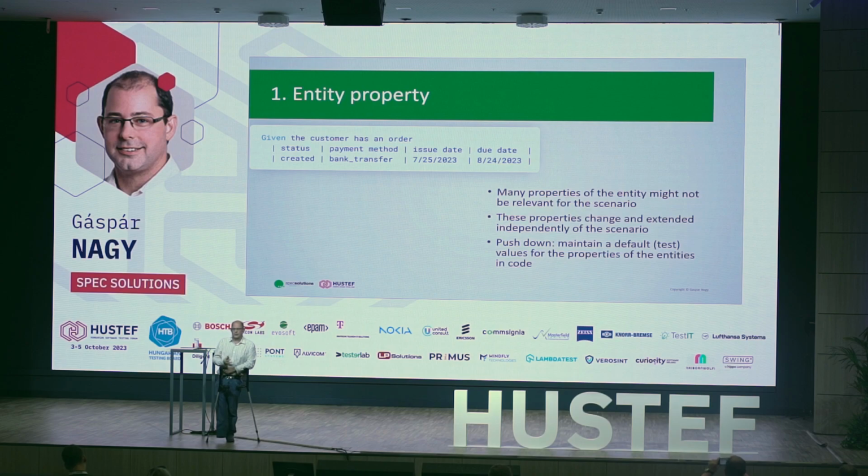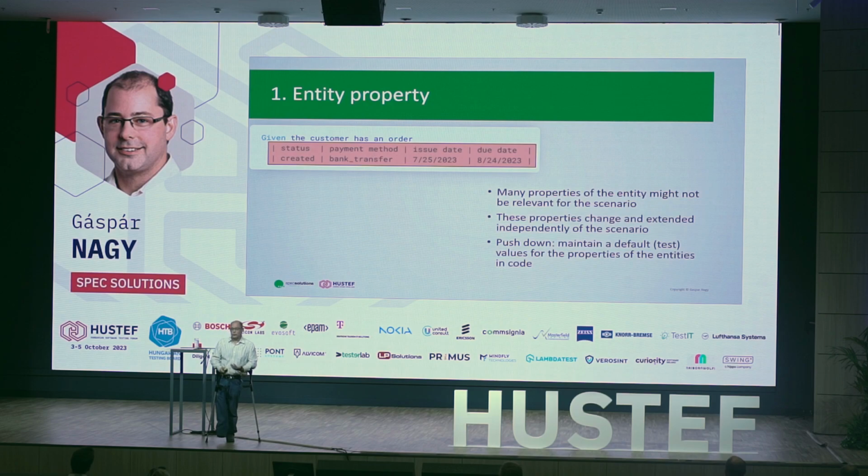So the first kind of detail, maybe the most obvious, is when you are talking about the concrete properties of the entities that you are working on. Here you see an example where we need an order. For the order, there are a lot of mandatory fields. To be able to create an order, you need to have a lot of things. You need to have a status. You need to have a payment method whatsoever, because without that, you will not be able to create an order. So you need those details, but you don't necessarily need them in this particular test. They are not necessarily important in this test.